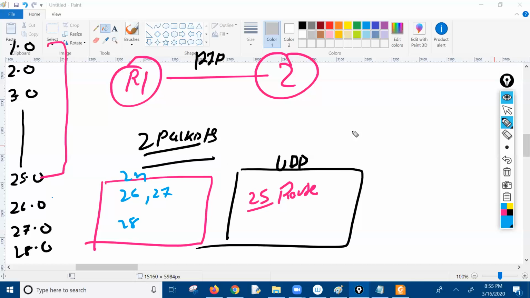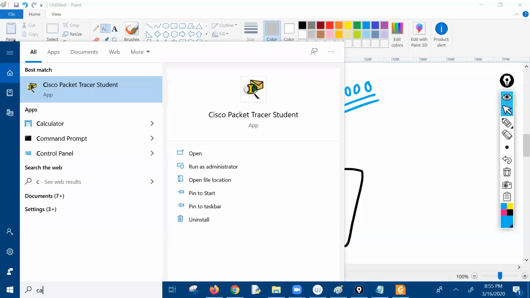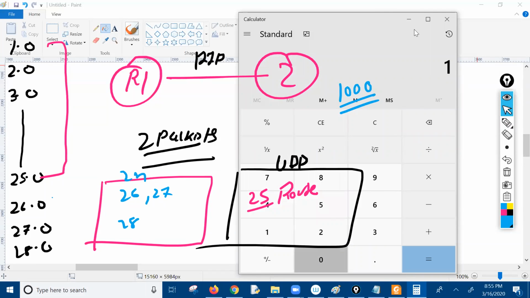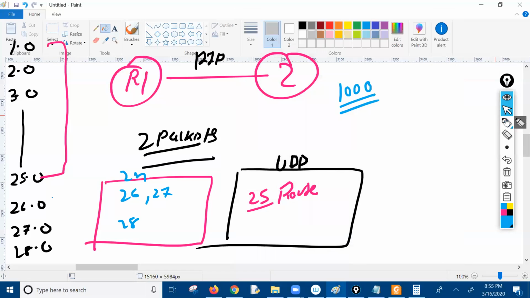Just compare with 1000. How many updates am I going to send? If you just calculate it, if you have 1000 routes, how much? 1000 divided by 25, right? 40. 40.